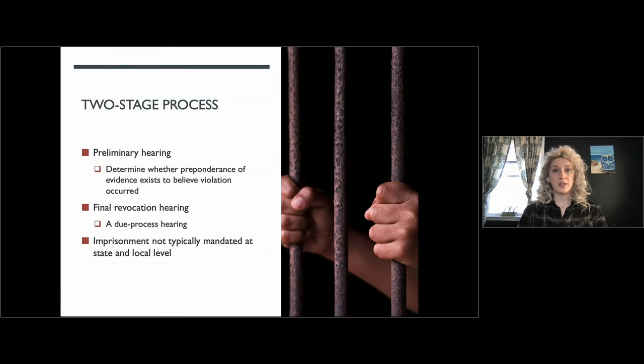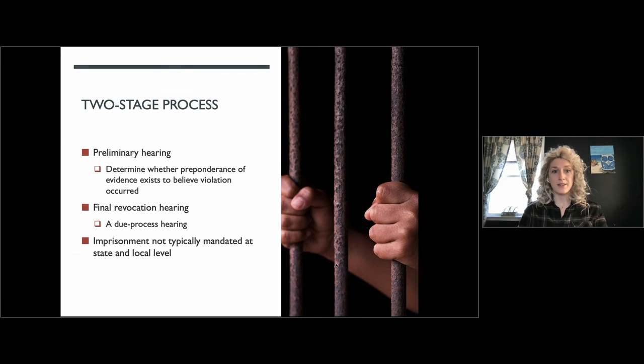So, revocation is a two-stage process. First, you will have a preliminary hearing, then you'll have your final revocation hearing. The preliminary hearing is an inquiry conducted to determine whether there is probable cause that an offender has committed a probation or parole violation. And this is going to be determined by whether there's a preponderance of the evidence to believe that a violation occurred. The final revocation hearing is a full due process hearing. So this must be conducted before the probation or parole can be revoked.